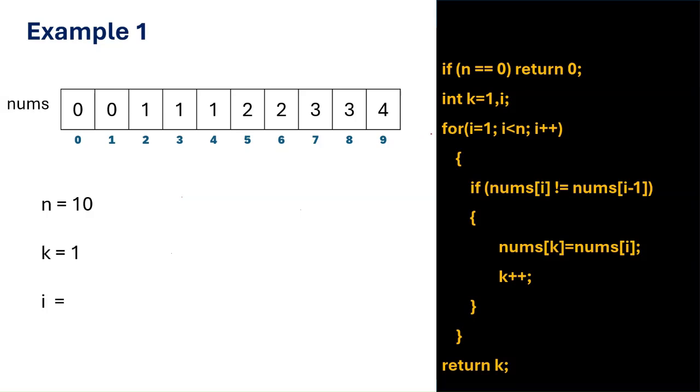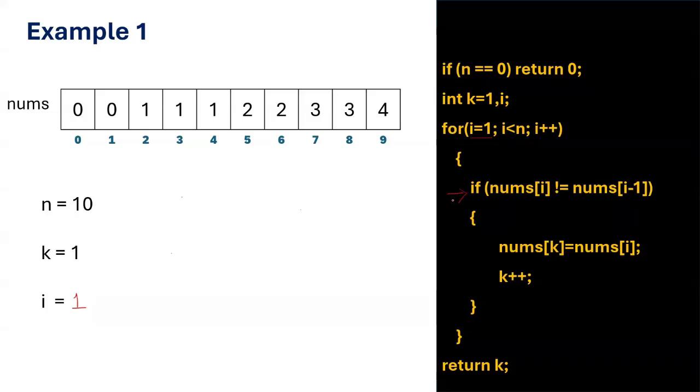Then we will go into for loop for i equals to 1. So we will set i equals to 1. Check the condition i is less than n. That is true. i is 1 and n is 10. This condition is true.